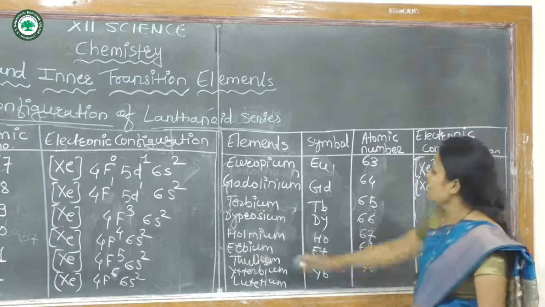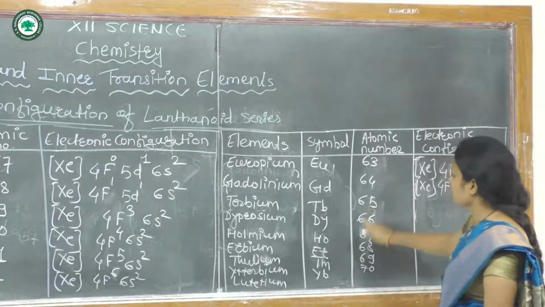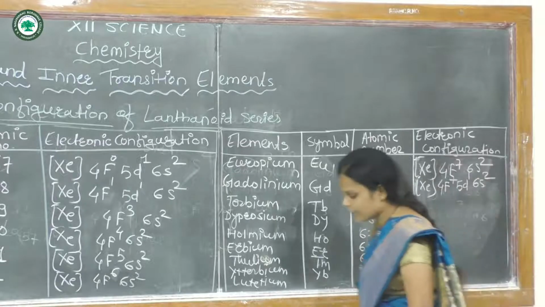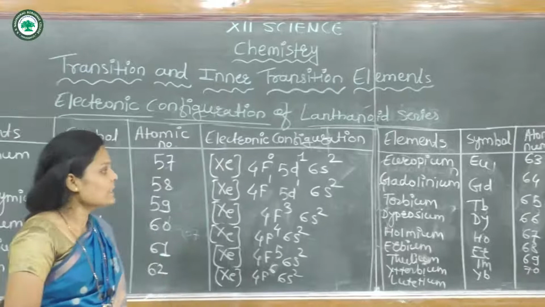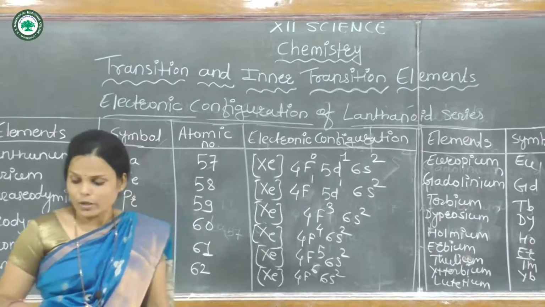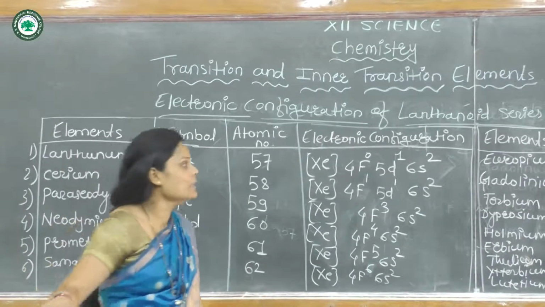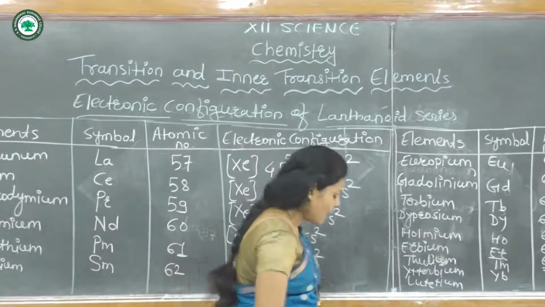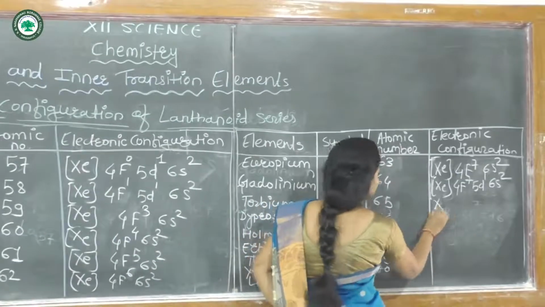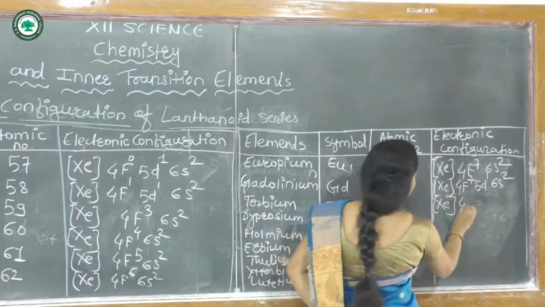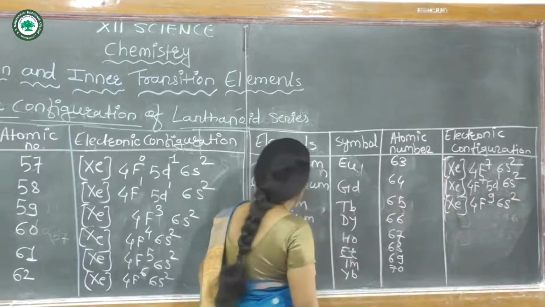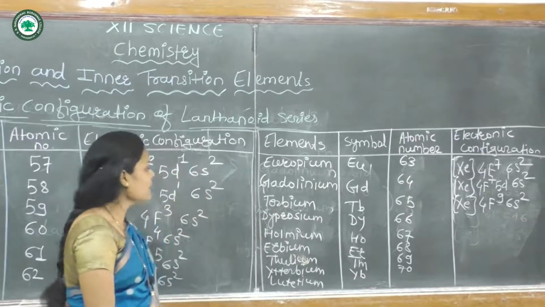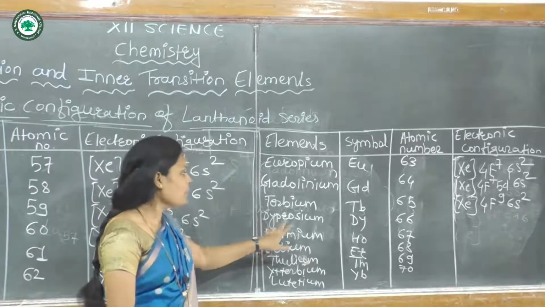Then the next element is terbium. Terbium's symbol is Tb, and the atomic number of terbium is 65. The electronic configuration of terbium is 4f9 and 6s2. Then the next element is dysprosium.